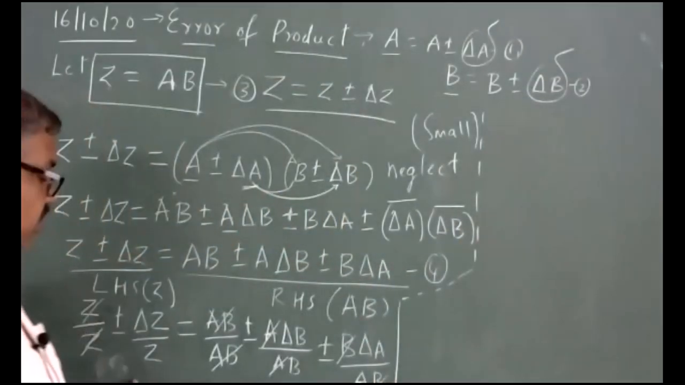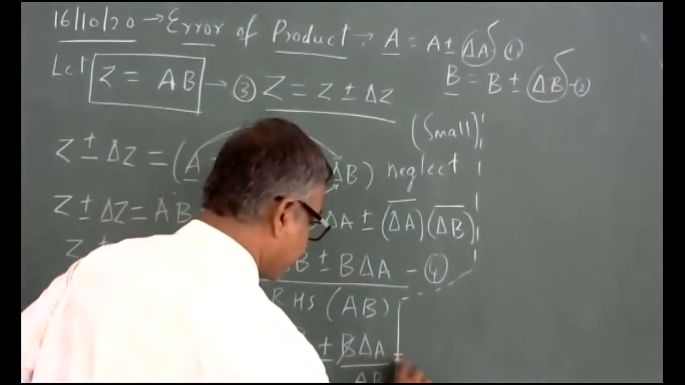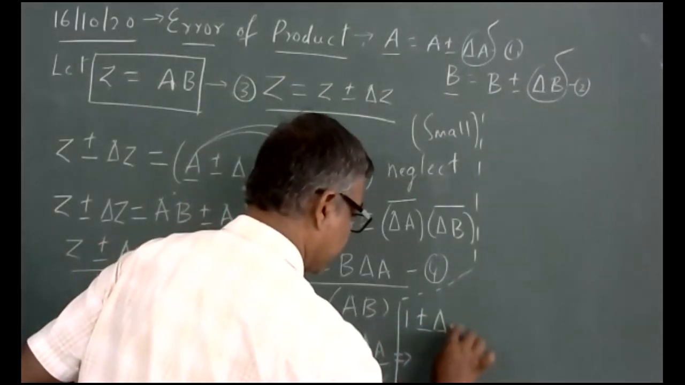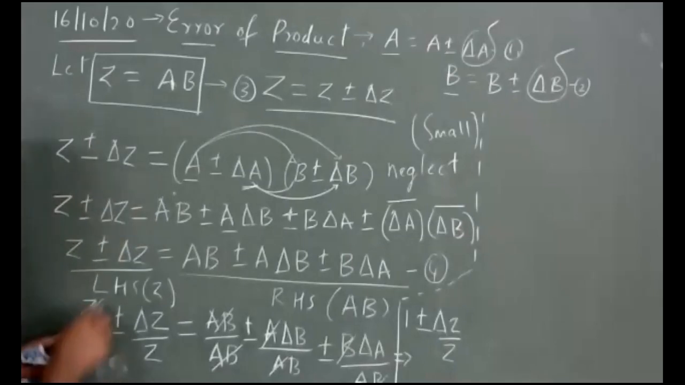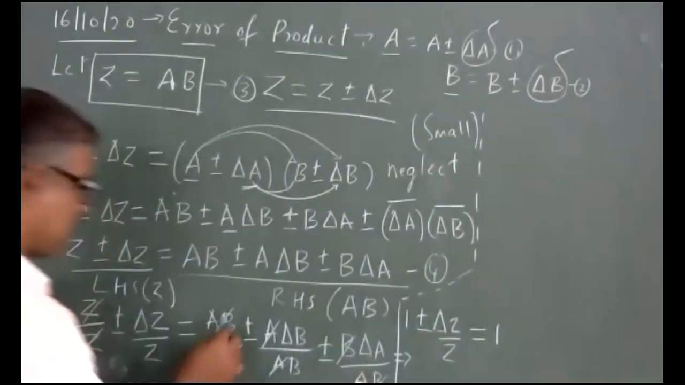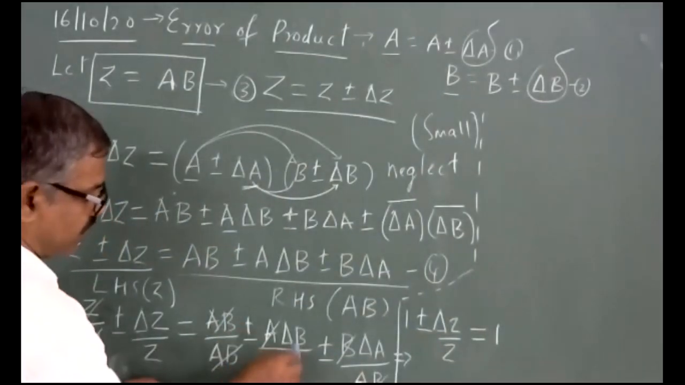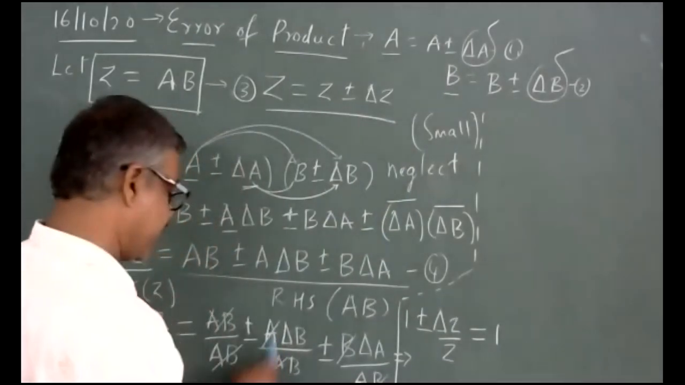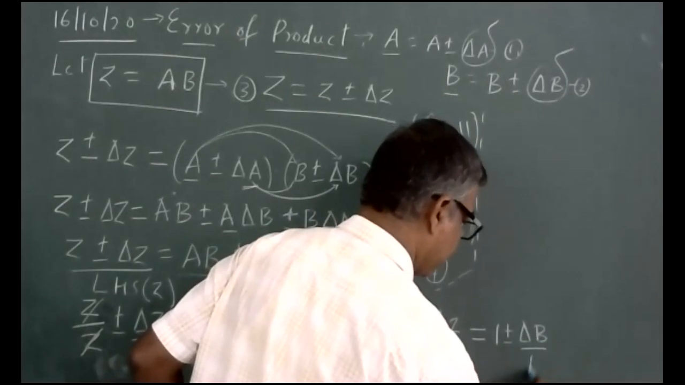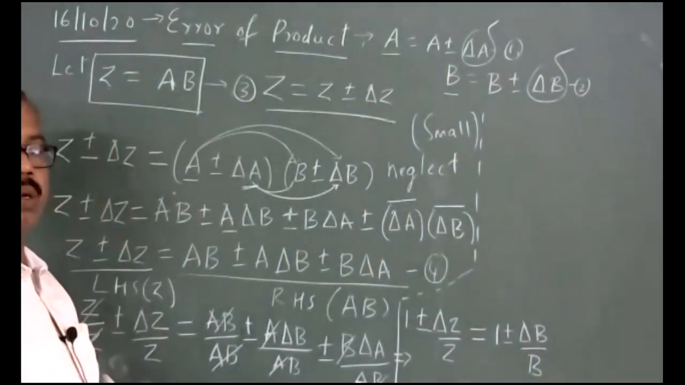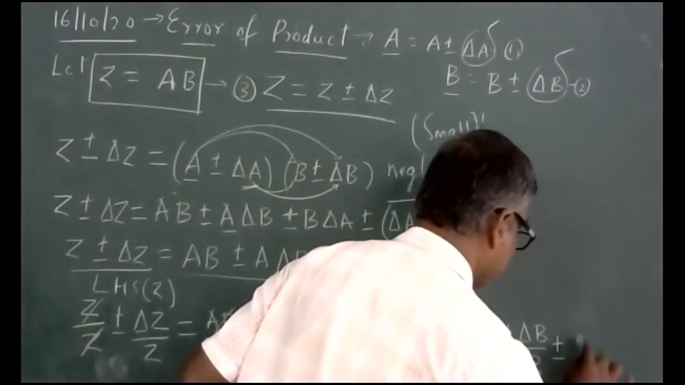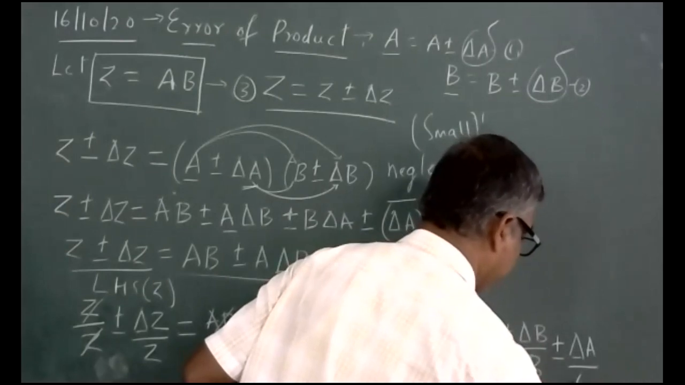So if I write this relationship on the right hand side, this equation becomes 1 plus or minus delta Z by Z, which is equivalent to again 1, because AB by AB is 1. This is plus or minus delta B by B because A and A nullify. So here you have plus or minus delta B by B. Now similarly I have plus or minus delta A by A. I'll be writing plus or minus delta A by A.